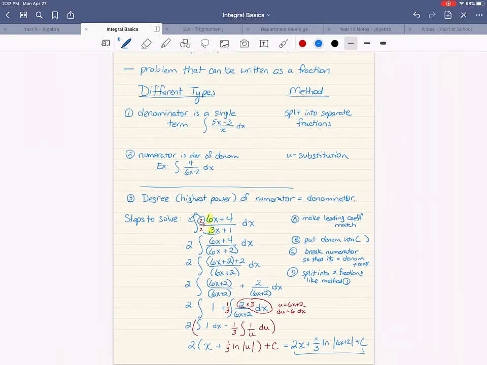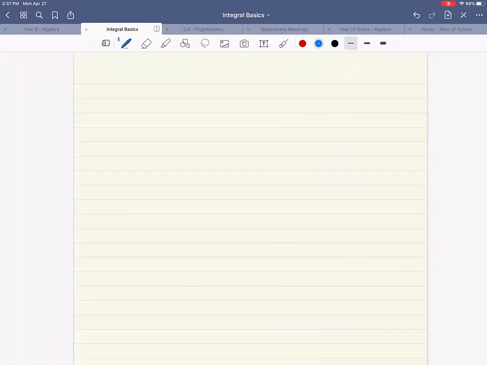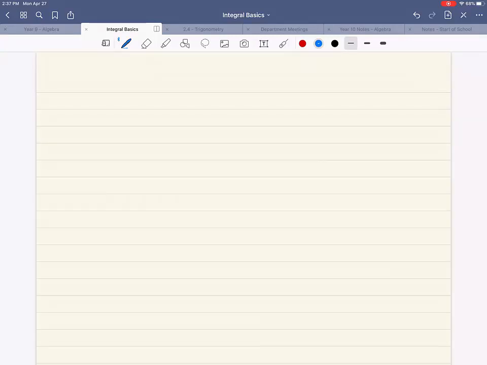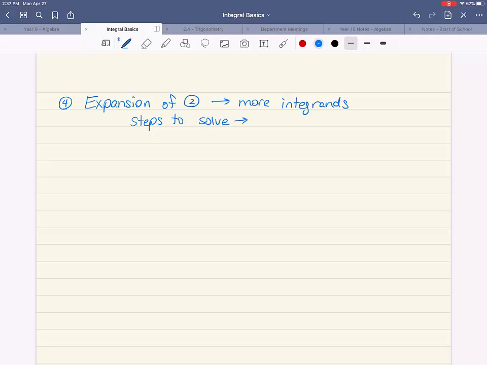All right. Now, the second, or actually number 4, is a lot easier because we know how to do u substitution. Number 4 is an expansion of number 2. It's the same method as number 2, it just has more different integrands. Now what is an integrand? It's what's inside the integral sign. And the steps to solve is not as involved as the other. It's actually much easier. This is just u substitution.